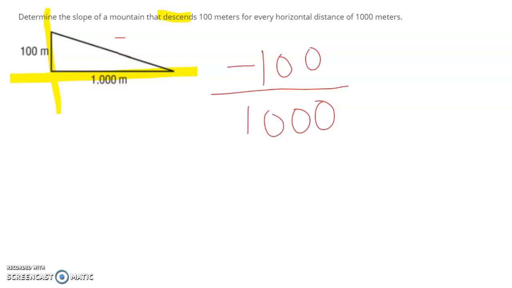When we simplify this, we simplify by dividing it by that. Therefore, our final answer is negative 1/10.